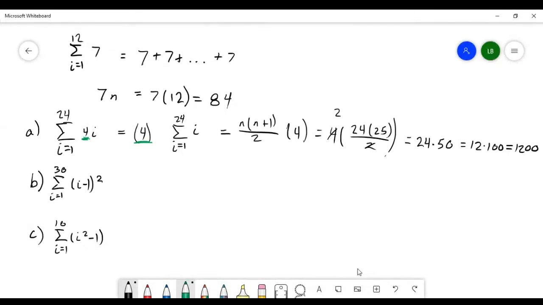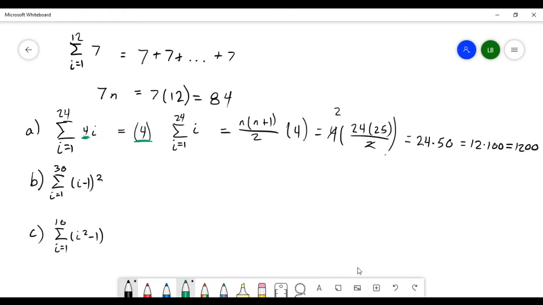Yep, that's fine. That's why you practice things. For the sake of time, I'm just going to go over Part B and Part C right now.